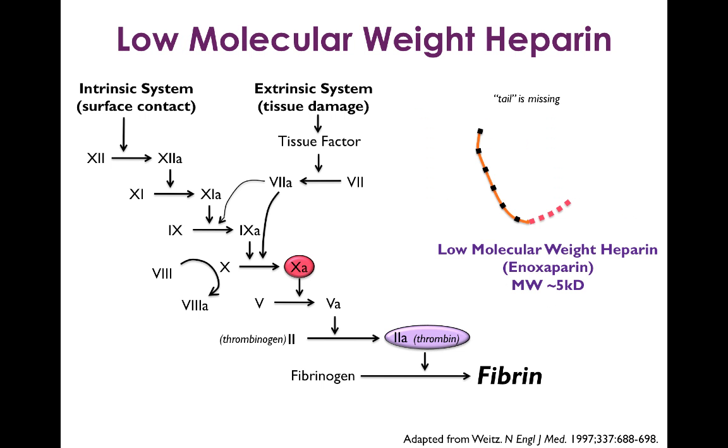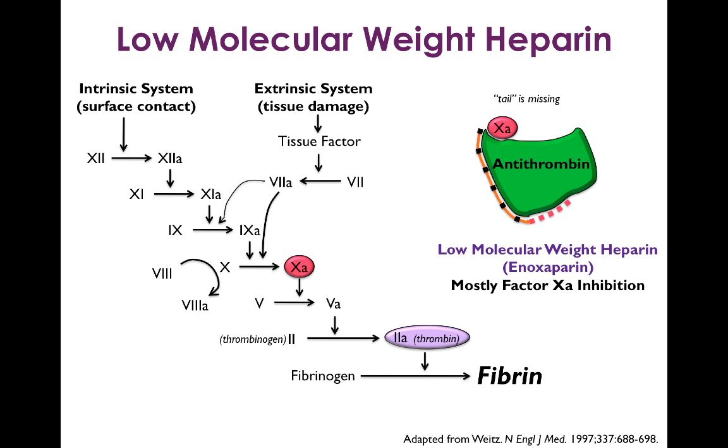Low molecular weight heparin is missing the tail, so that's drawn here. One of the names of the drugs in the class of low molecular weight heparins is enoxaparin, with a molecular weight of about 5 kilodaltons. Antithrombin again can bind to low molecular weight heparin, but because the tail is missing, this complex can really mostly only inhibit factor 10A, although there is some antithrombin activity too, with this semi-paradoxically named antithrombin. But low molecular weight heparin can really just interfere with factor 10A.